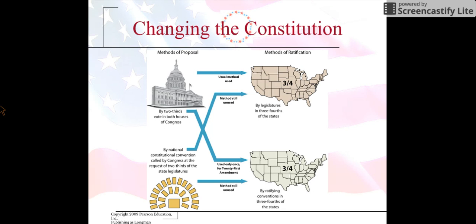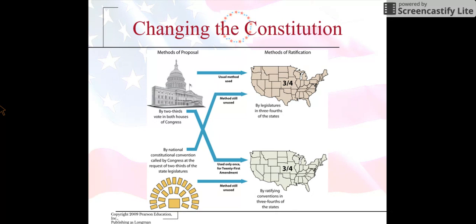All right. So, how do we actually change the Constitution? How do we completely change the Constitution? There are several methods, and there are two parts to this process. The two parts are proposing an amendment to the Constitution, and then ratifying or approving that change, that amendment. Okay, proposal only happens at the national level.